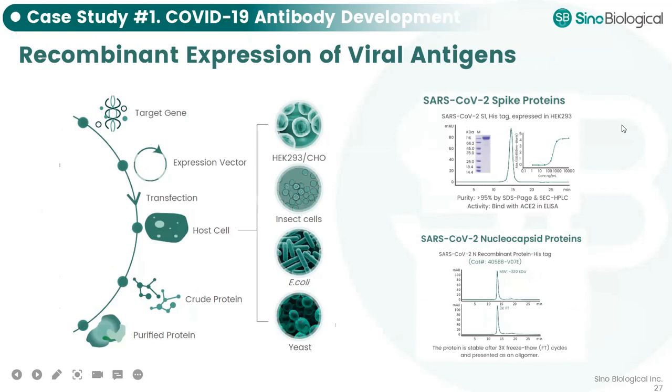So we are showing here that the SARS-CoV-2 spike protein, this is the S1 protein, has the functional activity to bind to ACE2, the receptor on the cells. And for the N proteins, we pay more attention to the aggregates. We are seeing that this is about 330 kilodaltons. And after three rounds of freeze and thaw cycles, they are still able to be present as an oligomer, a stable oligomer.